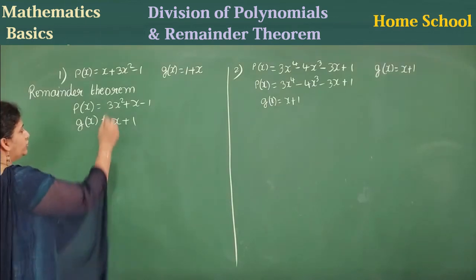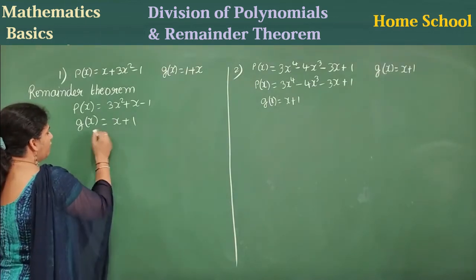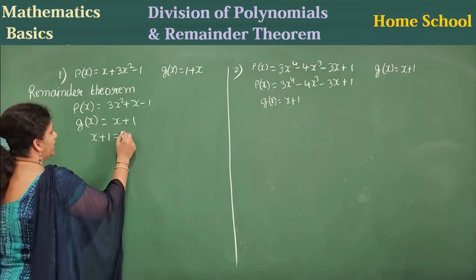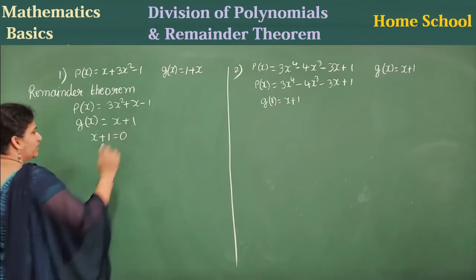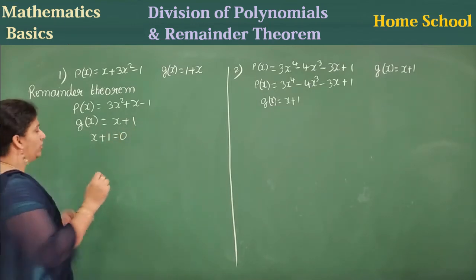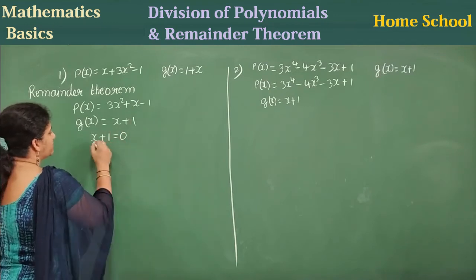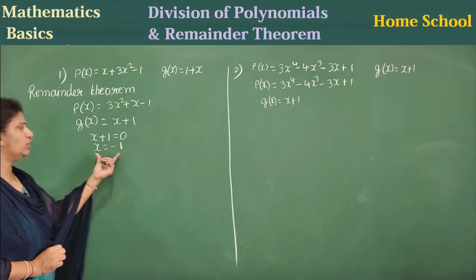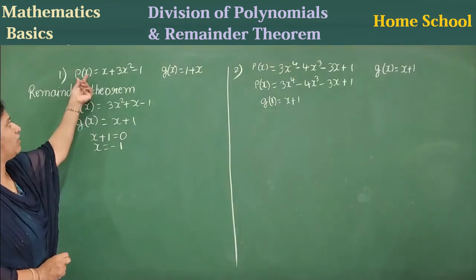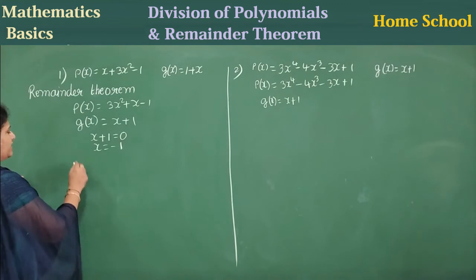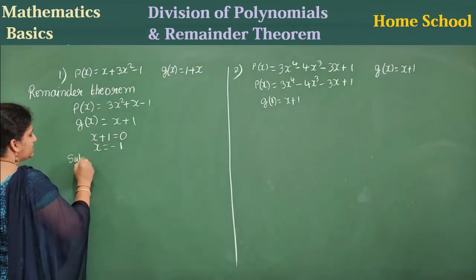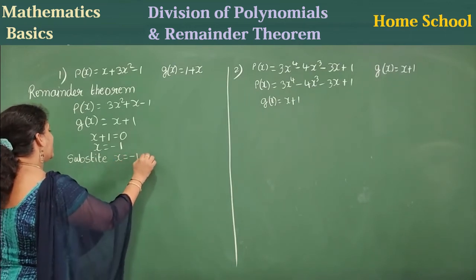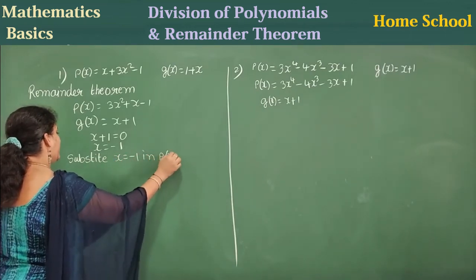Now, how to do, children, here? Find the 0 of the polynomial. How will you find the 0 of the polynomial? When we equate the divisor with 0, that makes x plus 1 equal to 0, and if the 1 goes to the other side, it will be minus 1. Substitute this x value in P of x. So let's write here. Substitute x is equal to minus 1 in P of x.